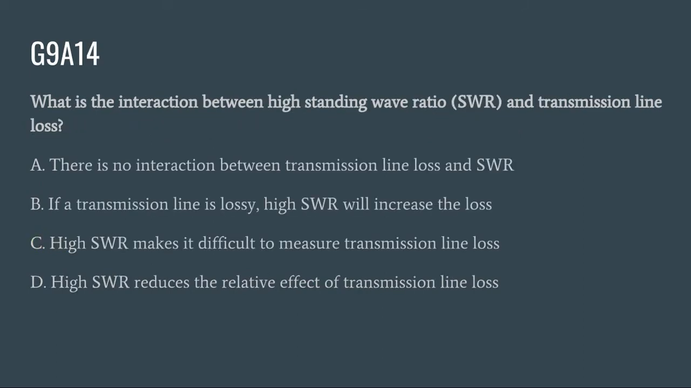G9A14, what is the interaction between high standing wave ratio and transmission line loss? A. there is no interaction between transmission line loss and SWR. B. if a transmission line is lossy, high SWR will increase the loss. C. high SWR makes it difficult to measure transmission line loss. Or D. high SWR reduces the relative effect of transmission line loss. Correct answer here is B. if a transmission line is lossy, high SWR will increase the loss.